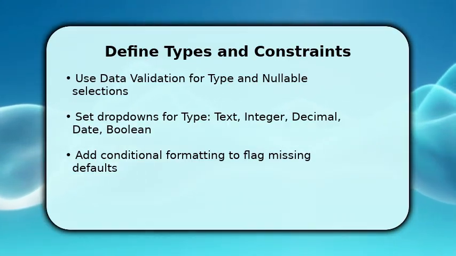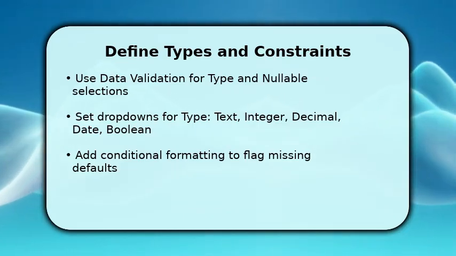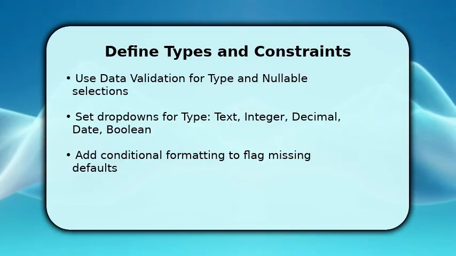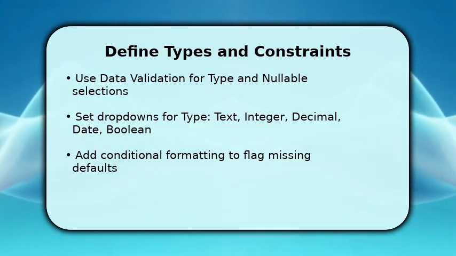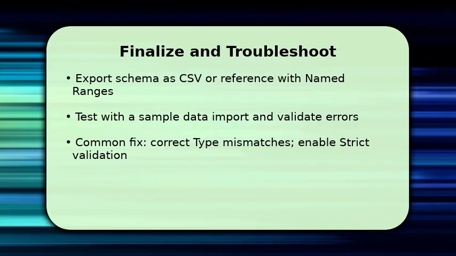Once configured, copy validation to new rows and lock the Schema sheet to prevent accidental edits while you build mappings or import routines. To finish, export the Schema sheet as CSV or create named ranges so other sheets or scripts can reference it. Then run a small sample import and use filters to capture validation errors. This confirms your type and nullable rules work.